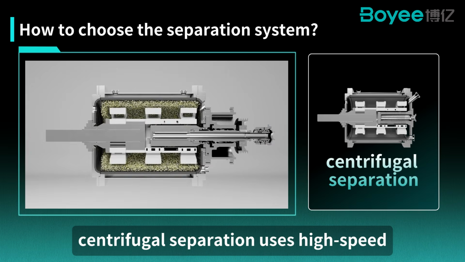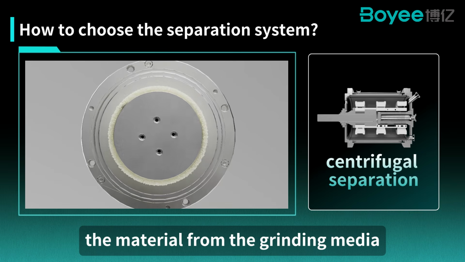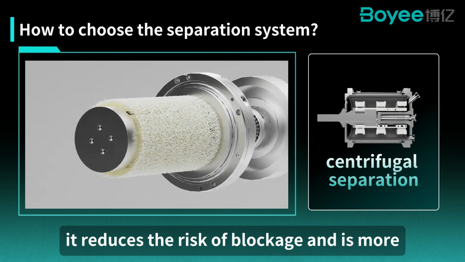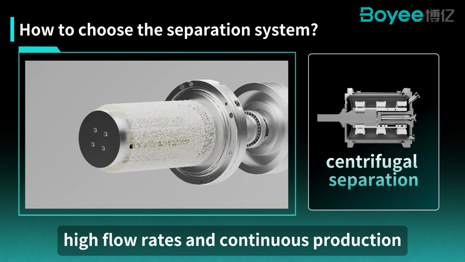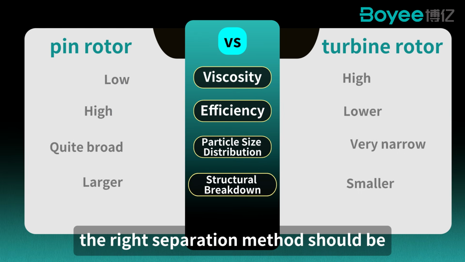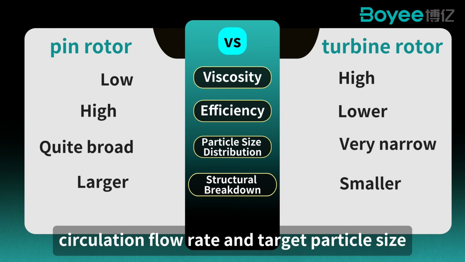Centrifugal separation uses high-speed centrifugal force to dynamically separate the material from the grinding media. It reduces the risk of blockage and is more suitable for high solid content slurries, high flow rates, and continuous production. The right separation method should be selected based on slurry viscosity, circulation flow rate, and target particle size.